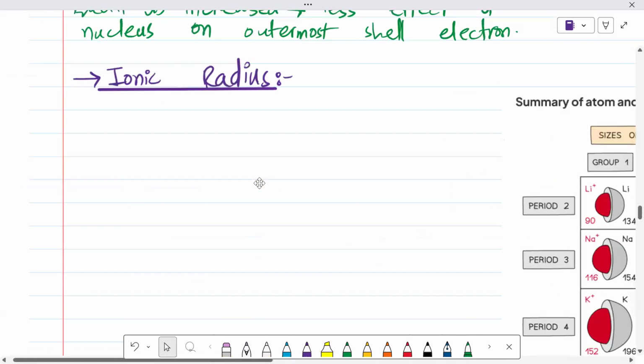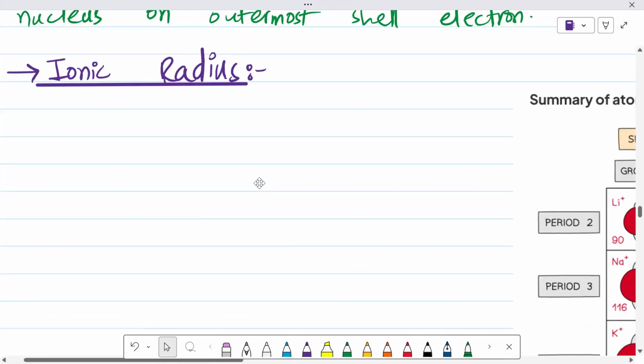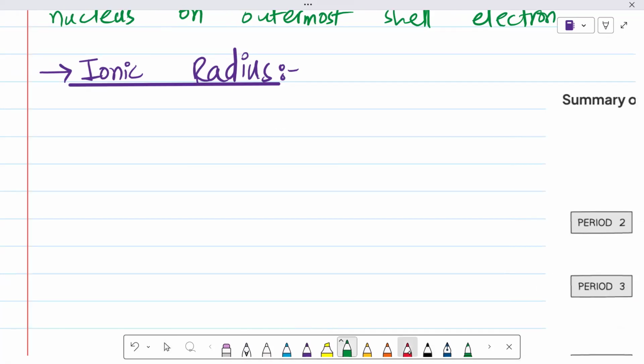Okay. Now we will talk about the ionic radius. Ionic radius is quite easy as compared to the atomic radii. When you talk about the ionic radii, what is ionic radii? Simply, it is the radius of the ion. Simple. It is the radius of an ion.